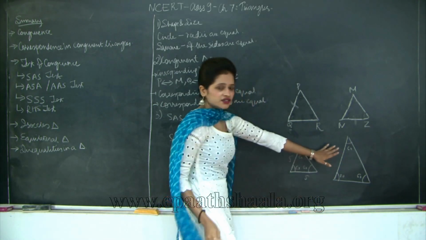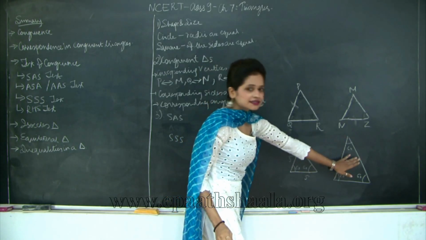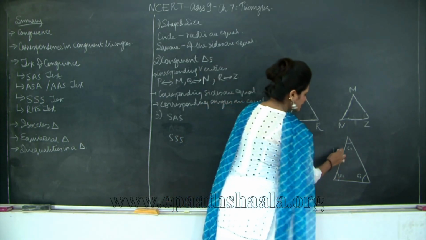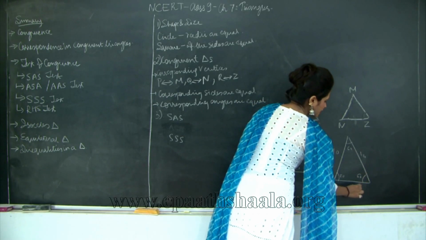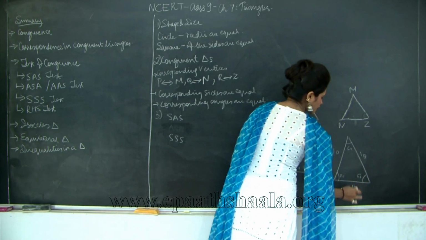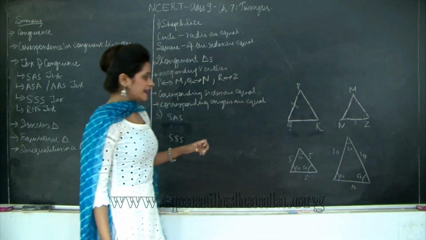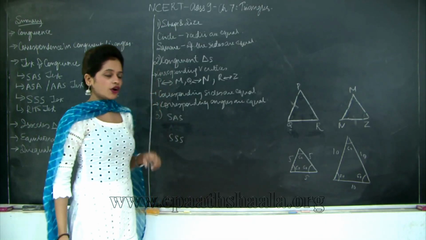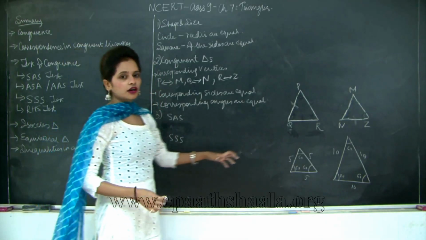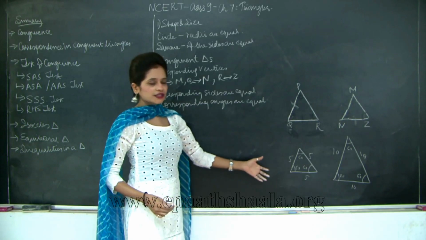I can draw another triangle with the same angles, that is 60, 60, 60, with sides of 10 units, 10 units and 10 units. Therefore, angle property is not valid for proving congruency of two triangles.